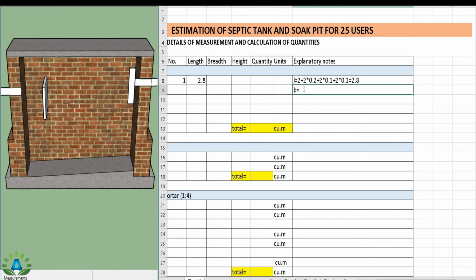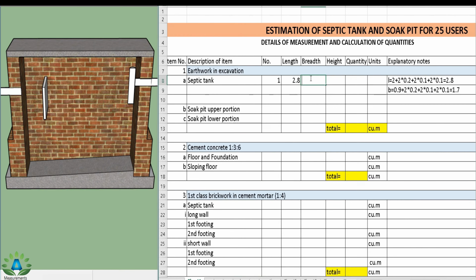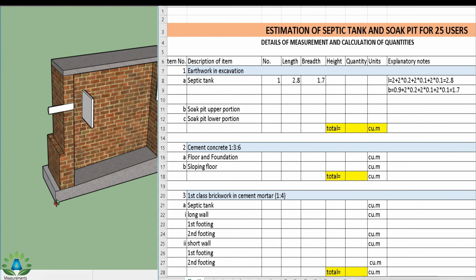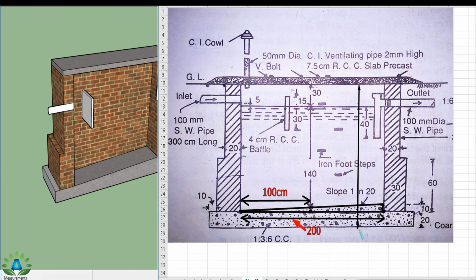So I can write the breadth equals 90, that is 0.9, plus 2 into 0.2 meter wall plus 2 into 0.1 projection from both sides and again 2 into 0.1 projection from both sides. So we get the width equals 1.7, and now we have to calculate the height of excavation. We have to do the excavation from this point up to the ground level. The height of excavation is from this point up to this point, and we have this small portion 20 centimeter. That is, this portion is 20 centimeter height. This is also 20 centimeter, but we can clearly see that there is a slope of 1 in 20.